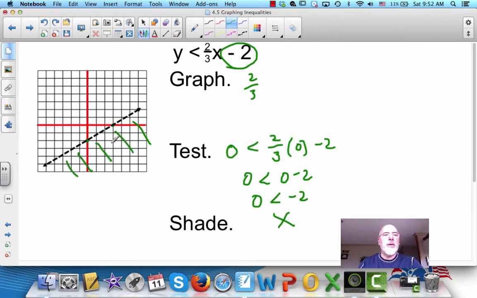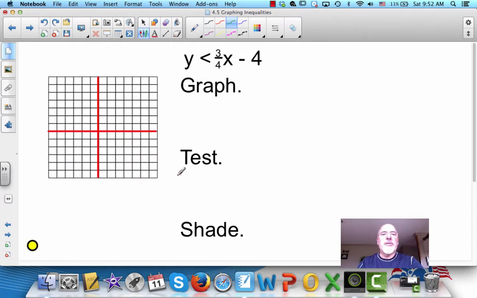Okay? Alright. Your turn. y is less than 3/4 x minus 4. Y-intercept, slope. So you take your turn, pause the recording, and then come back to me. Okay, I've got negative 4 as the y-intercept. So we go 1, 2, 3, 4. We've got 3/4 as the slope, so that means we go up 3 and right 4. 1, 2, 3, 1, 2, 3, 4. And we draw our line.